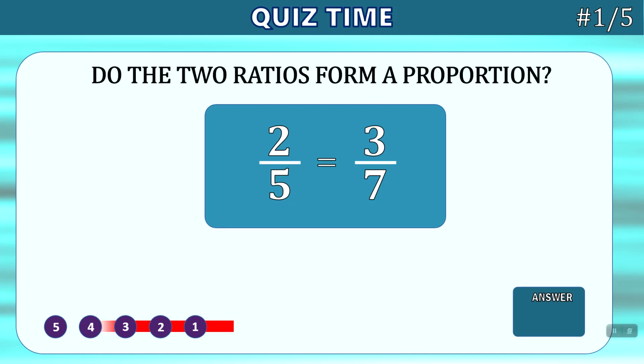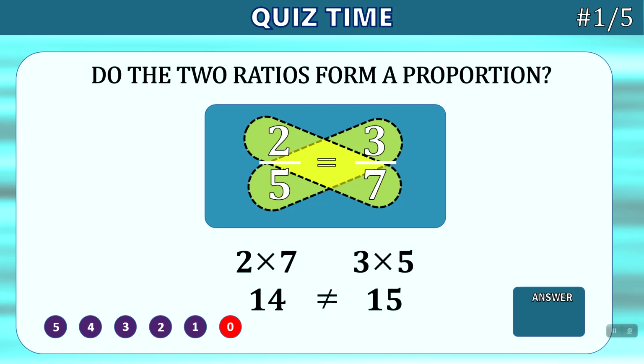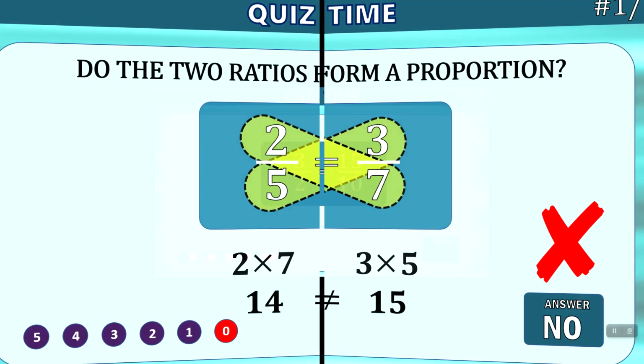Do the two ratios below form a proportion? Time's up. The answer is, we can check the diagonals to see if they form a proportion or not. 2 times 7 is 14. And 3 times 5 is 15. 14 isn't equal to 15, and so these ratios do not form a proportion.